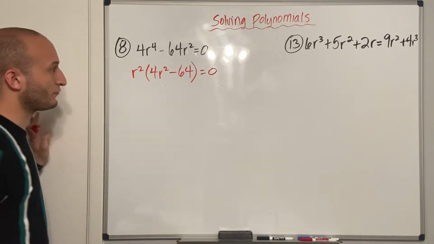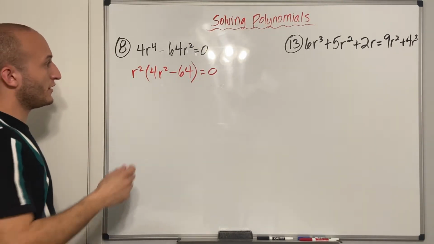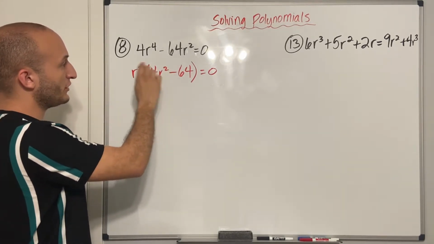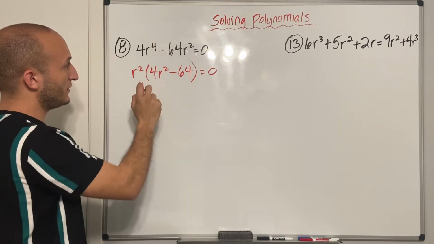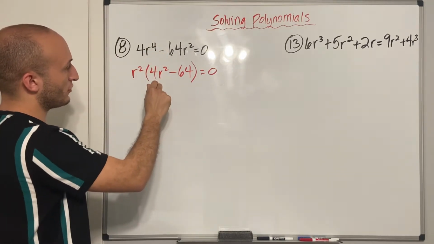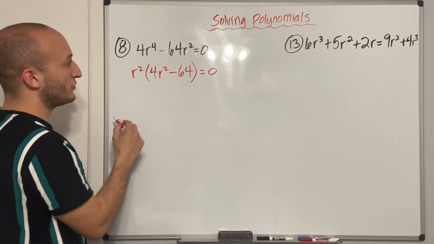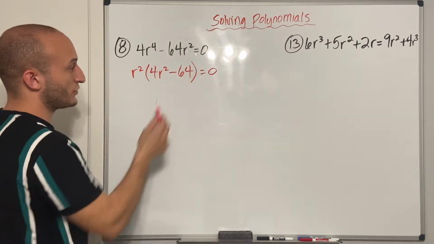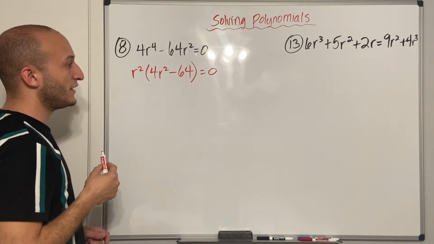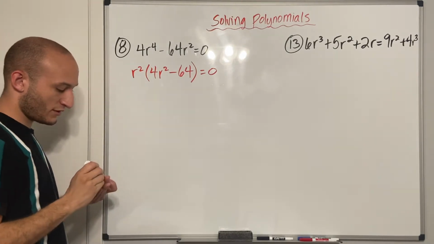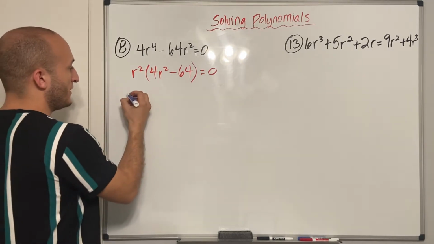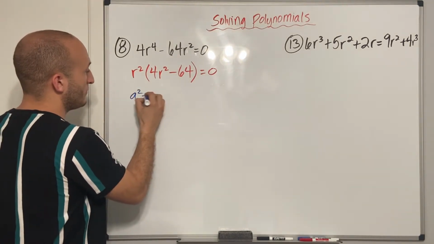So I'm left with 4r squared minus 64 equals 0. Now, the reason why I did this is because if I distribute, I end up getting this. r squared times 4r squared is 4r to the 4th, and r squared times negative 64 is negative 64r squared. So we're good there.